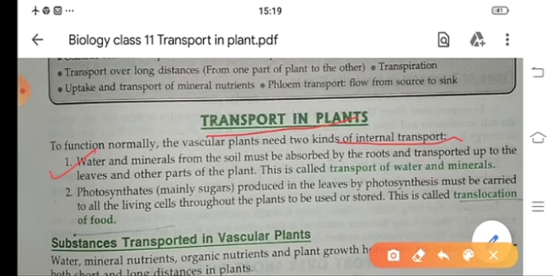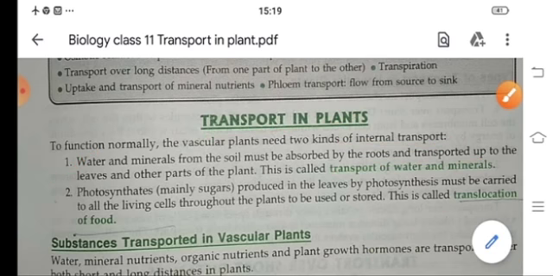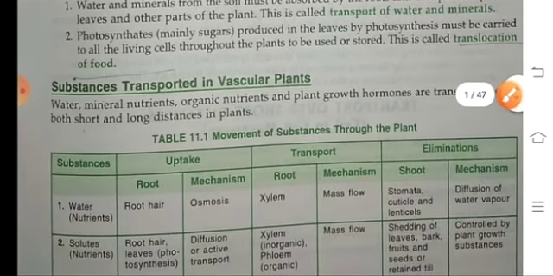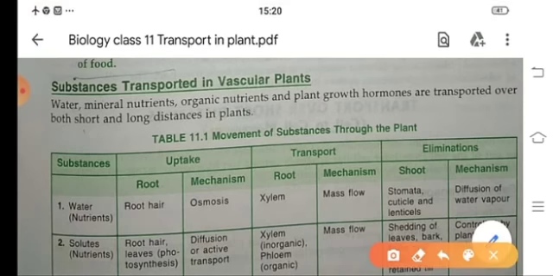This is called transport of water and minerals, and the food which is manufactured in the leaf by the process of photosynthesis is carried to all the living parts of the plant and it is known as translocation of food. Now the substances which are transported in vascular plants are water, mineral nutrients, organic nutrients and plant growth hormones. They are transported throughout the plant body for both short and long distances.